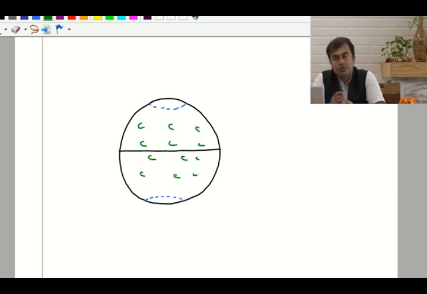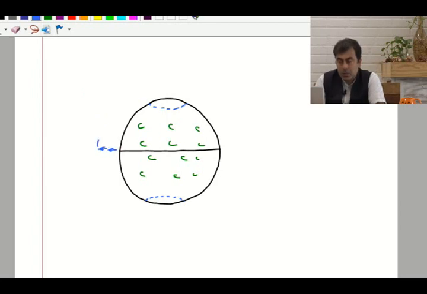Now the problem is not in these areas. The problem is at the poles. So we need to understand first of all how did they go over there? How did they go to the poles? So I hope you remember the tricellular circulation model.